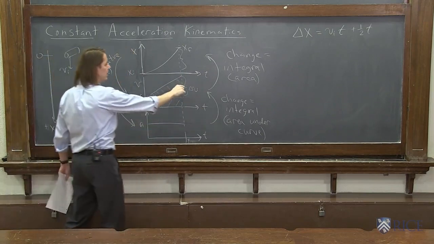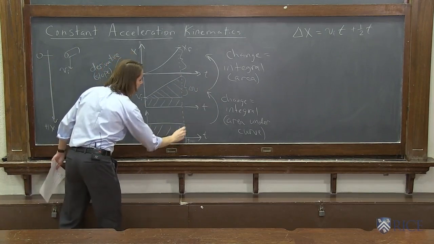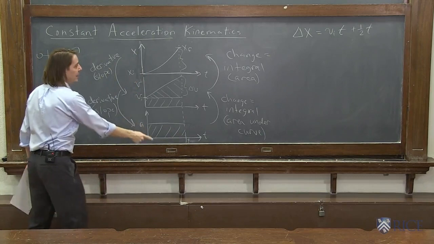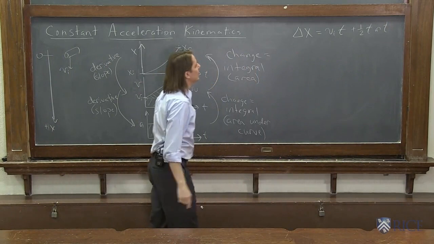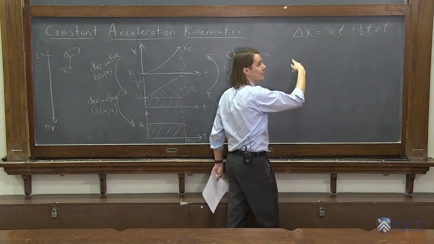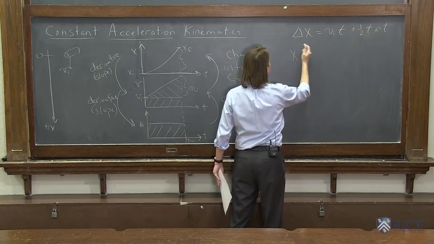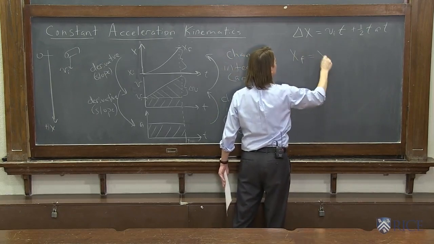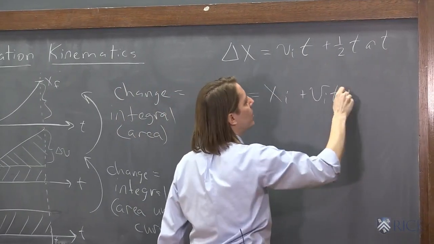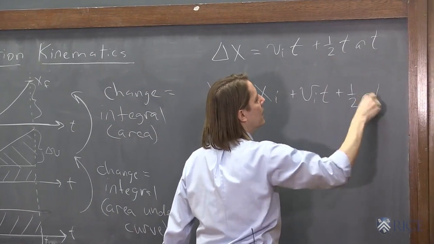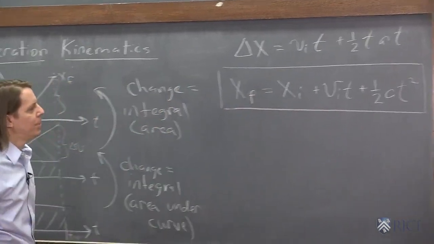But what is delta v? Oh, we've got to do this again. The change is the integral. It's the area under the curve. That's delta v. What's that area? a times t, a t. And delta x is x final minus x initial. So x final, bring the x initial over, equals x initial plus v_i t plus 1/2 a t squared. Oh my God, look at that. It's the kinematics equation the whole time, straight from geometry.